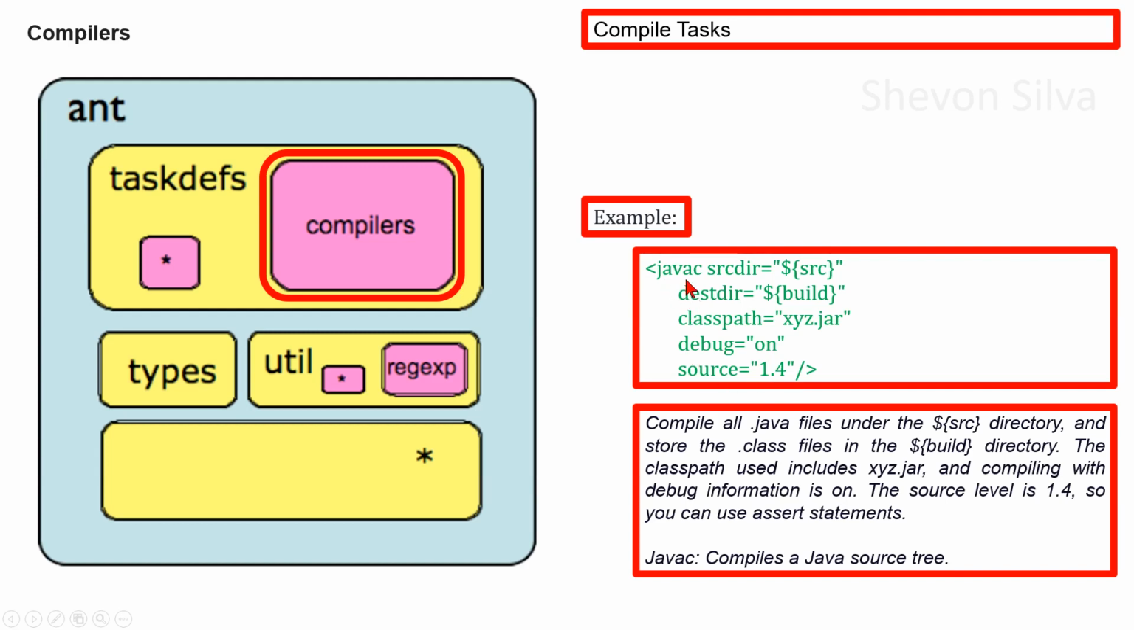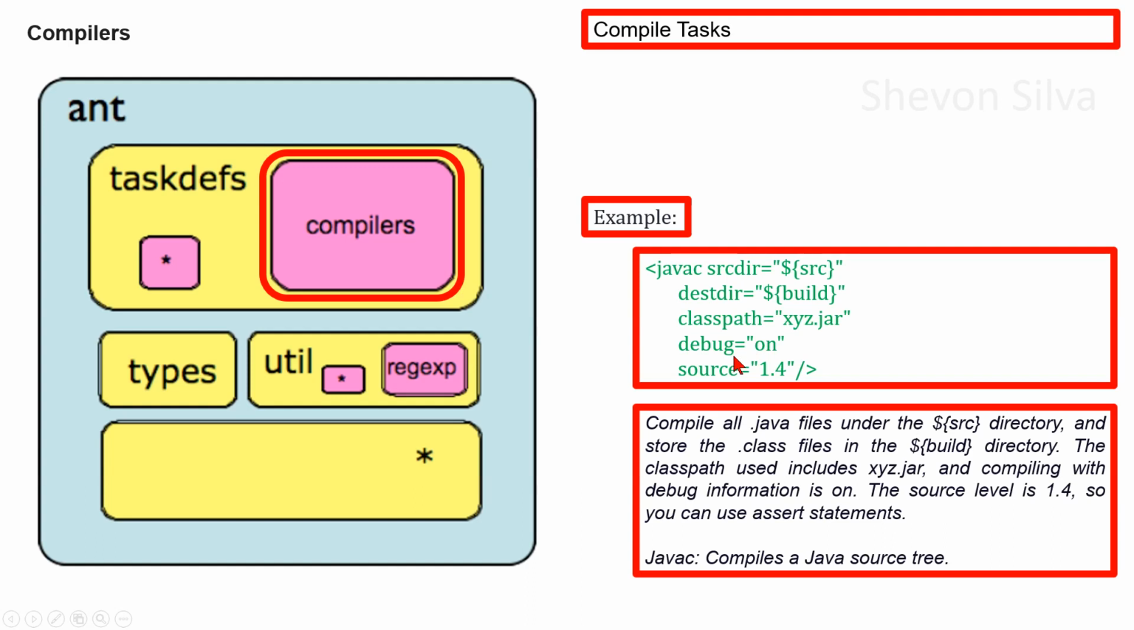The source level is 1.4, so you can use assert statements here. Here the javac compiler compiles a Java source tree. Here you can see the srcdir attribute, location of the Java files. Here you can see the destdir attribute, location to store the class files. Here you can see the classpath attribute, the class path to use. Here you can see the debug attribute, indicates whether source should be compiled with debug information.